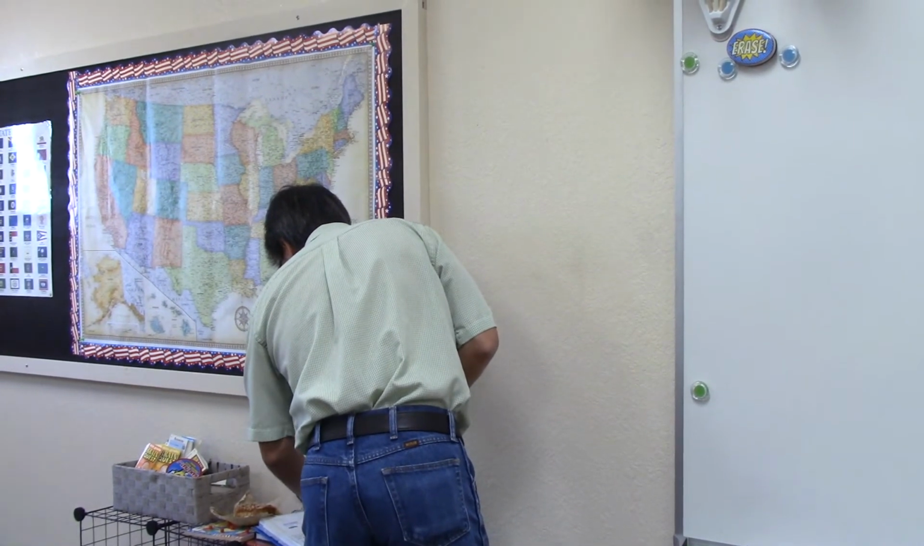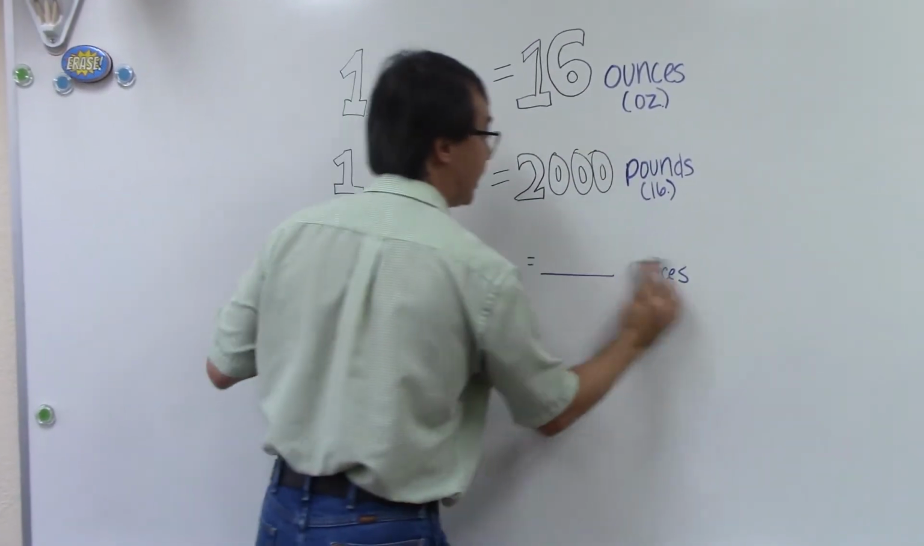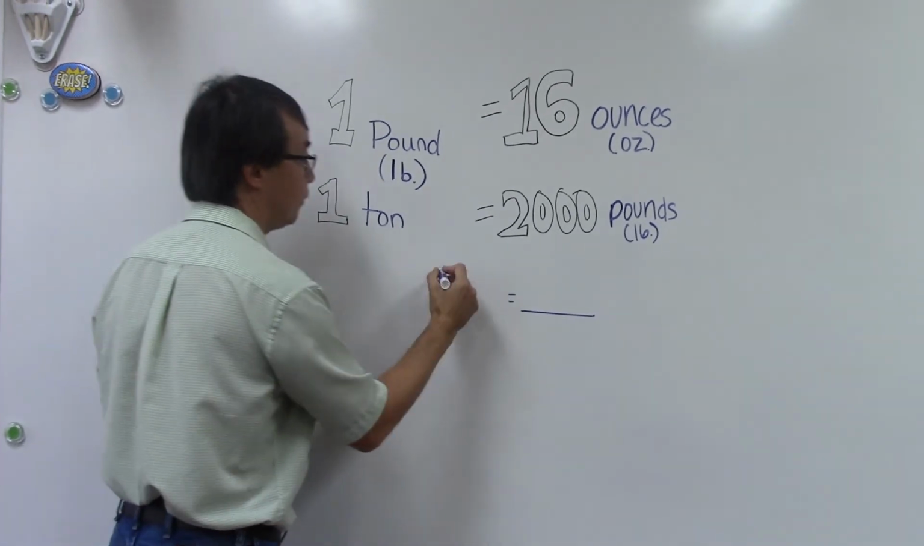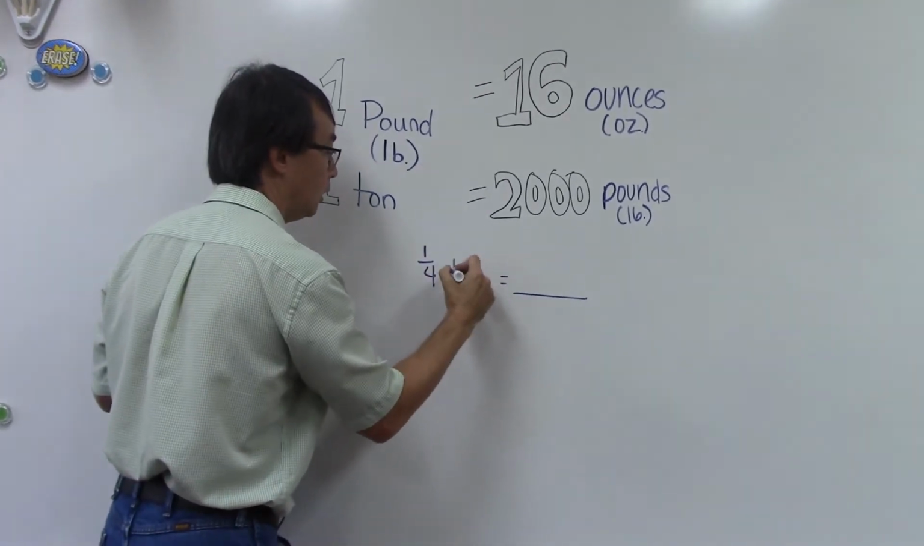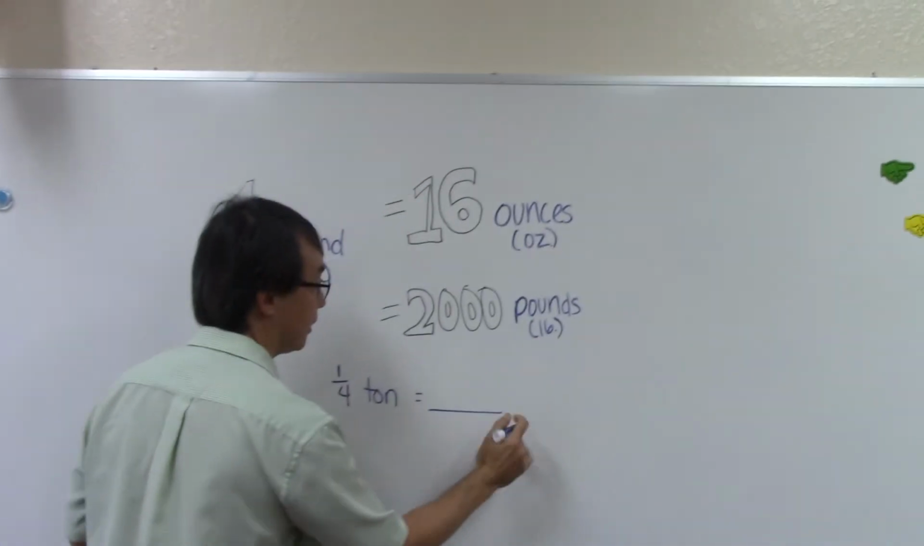Oh my goodness. 1/4 of a ton is how many pounds? I don't know. Let's see. 1/4 of a ton is blank pounds.